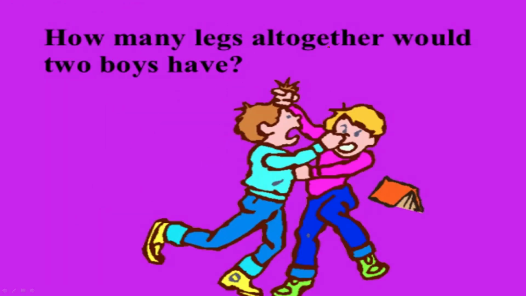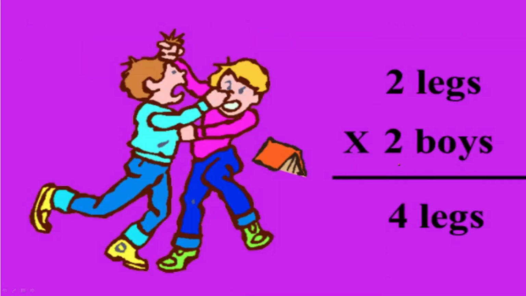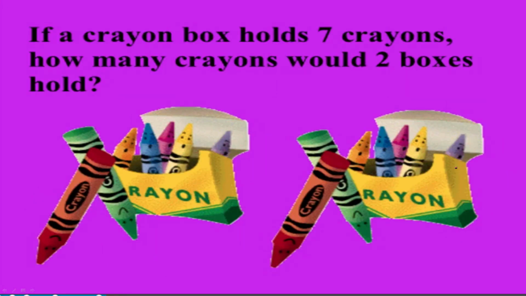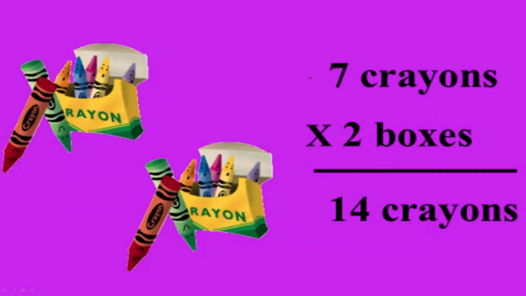How many legs altogether would 2 boys have? One boy has 2 legs, so 2 boys, 2 2s are 4. Can you think of a multiplication problem that shows this? Yes, 2 legs multiplied by 2 boys, 4 legs are there. If a crayon box holds 7 crayons and there are 2 boxes, you can multiply. Can you think of a multiplication problem that shows this? Yes, 7 crayons multiplied by 2 boxes is equal to 14 crayons.